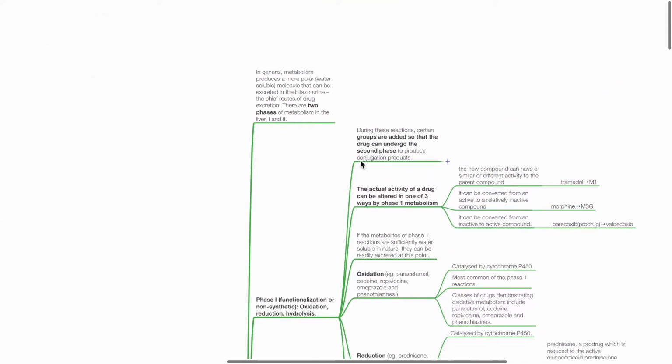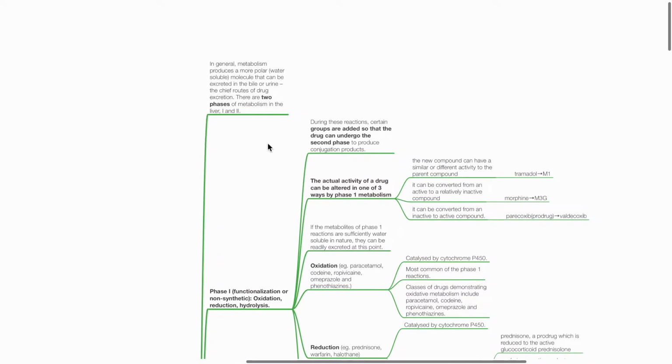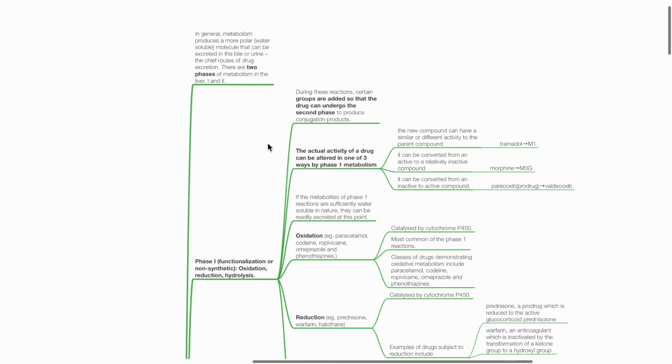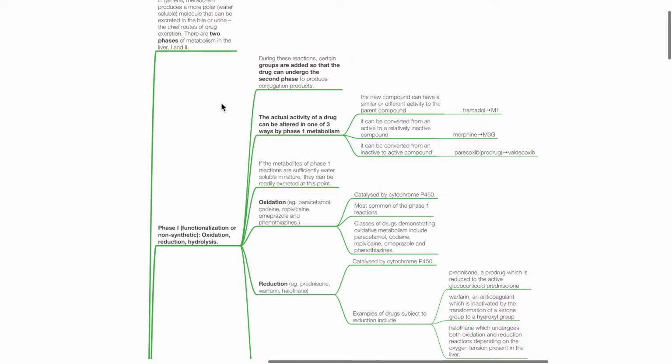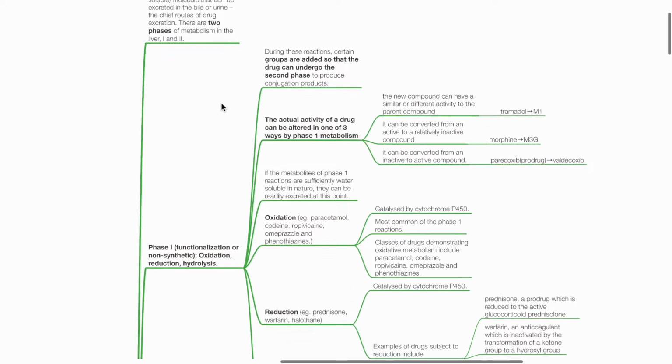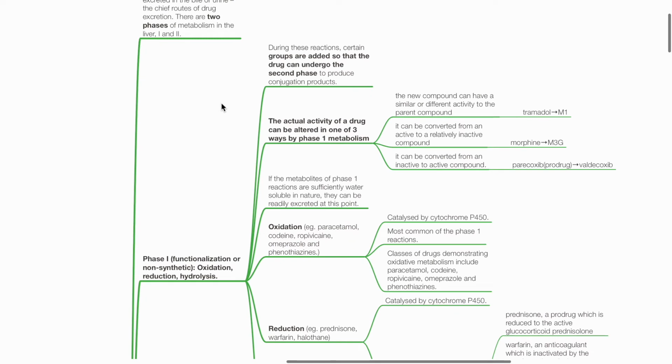In general, metabolism produces a more polar or water-soluble molecule that can be excreted in the bile or urine, which are the chief routes of drug excretion. There are two phases of metabolism in the liver, phase 1 and 2. Phase 1 metabolism involves oxidation, reduction, and hydrolysis. During these reactions, certain groups are added so that the drug can undergo the second phase to produce conjugate products.